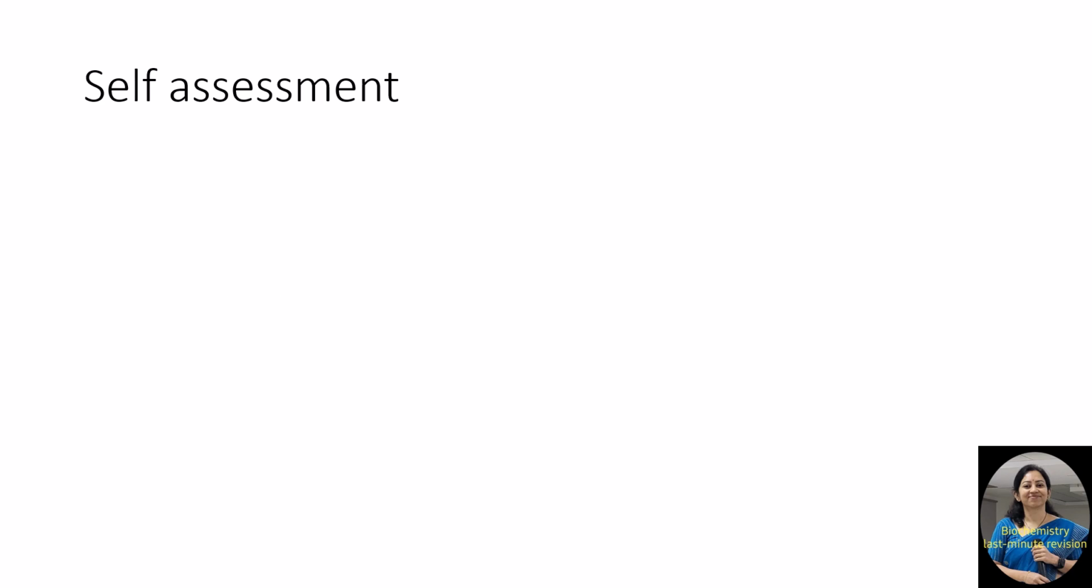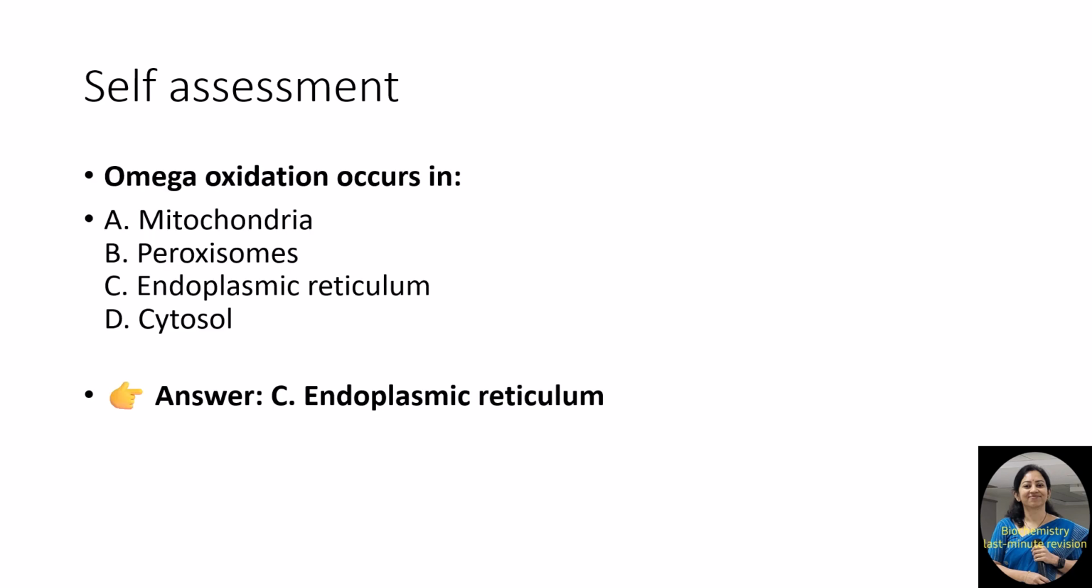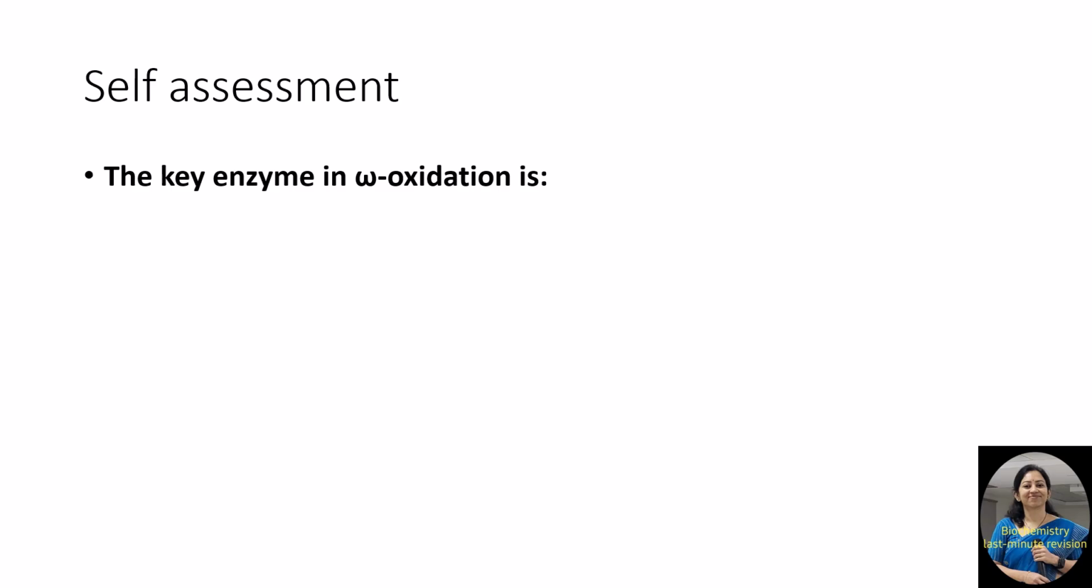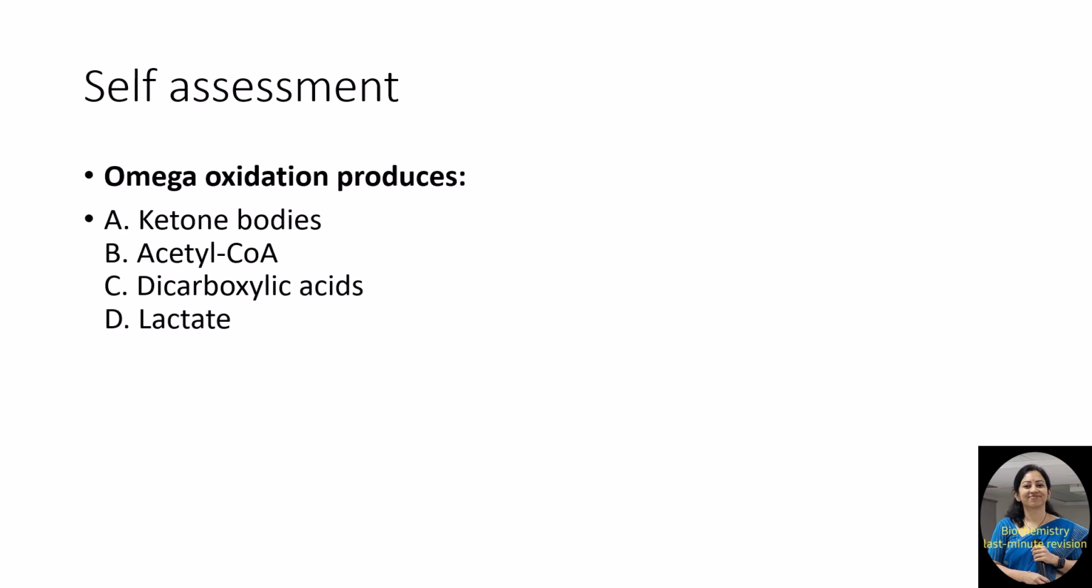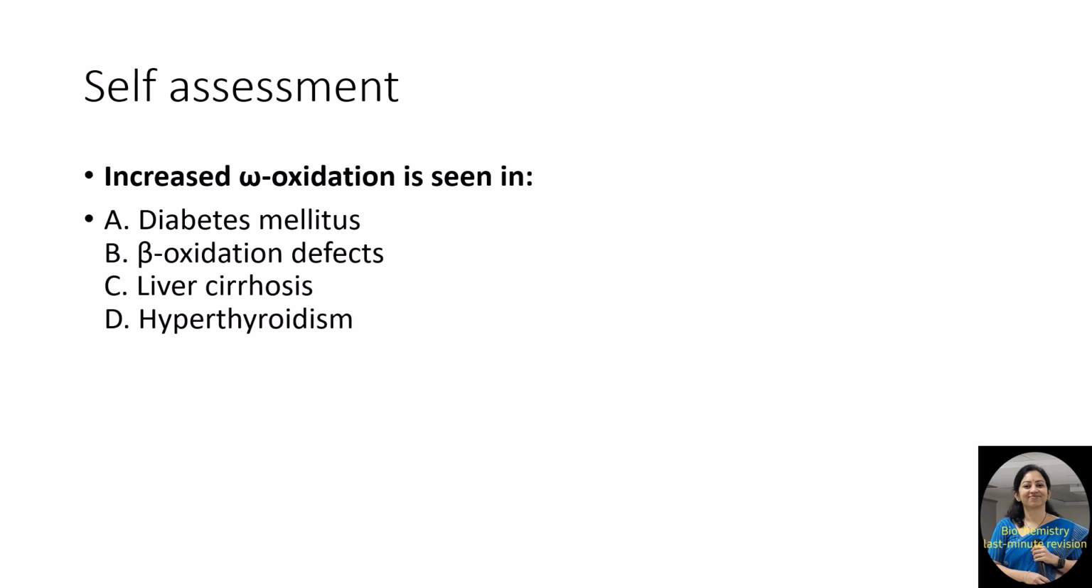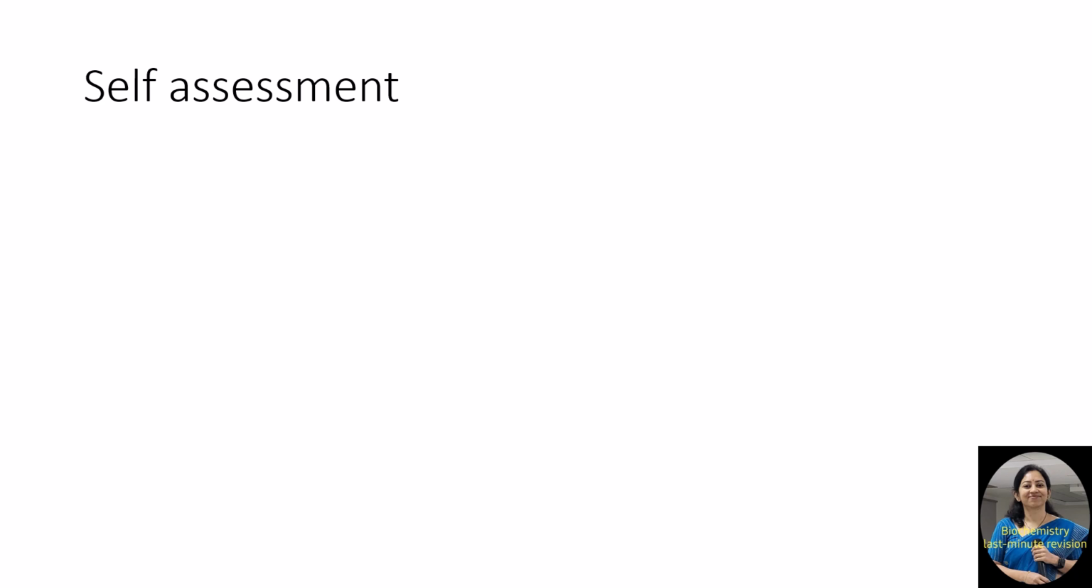Omega oxidation occurs in the endoplasmic reticulum. The key enzyme in omega oxidation is cytochrome P450, a monooxygenase. Omega oxidation produces what? Dicarboxylic acids. Omega, because it involves the omega carbon atom, which gets hydroxylated to form CH2OH and gets oxidized to form COOH, so it results in the formation of dicarboxylic acids. Increased omega oxidation is seen only when beta oxidation is defective, then omega oxidation will come into the picture and result in the formation of dicarboxylic acids.